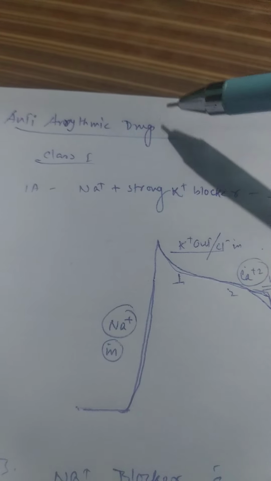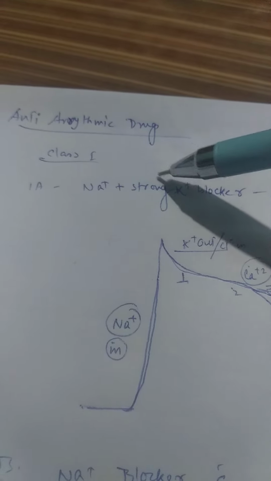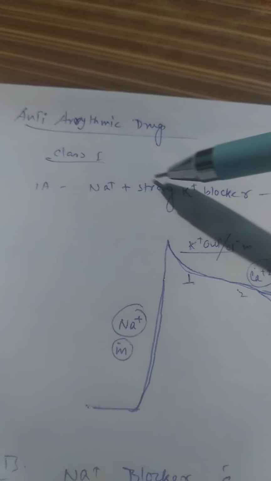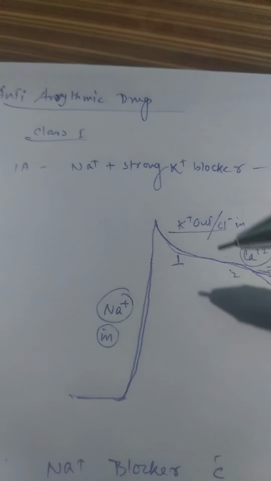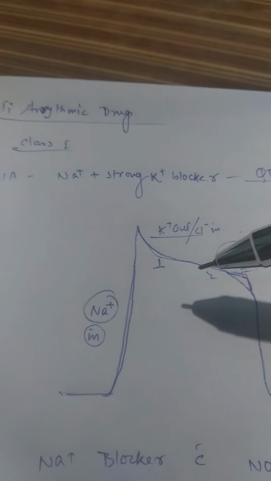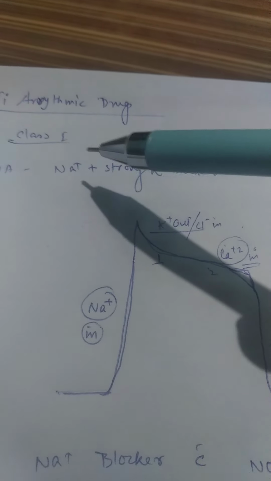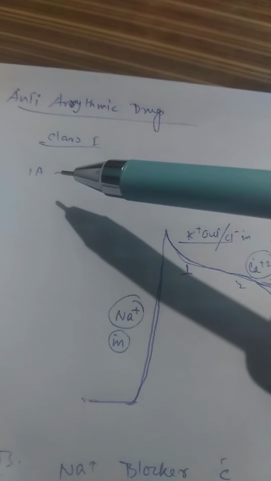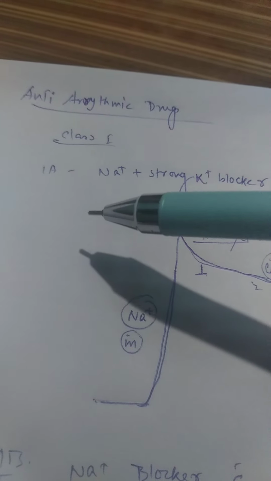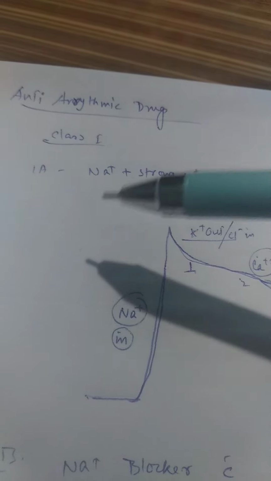So antiarrhythmic drugs are mainly classified into four different classes: class 1, class 2, class 3, class 4, and then miscellaneous. Class 1 is again divided into class 1A, class 1B, and class 1C, three types.